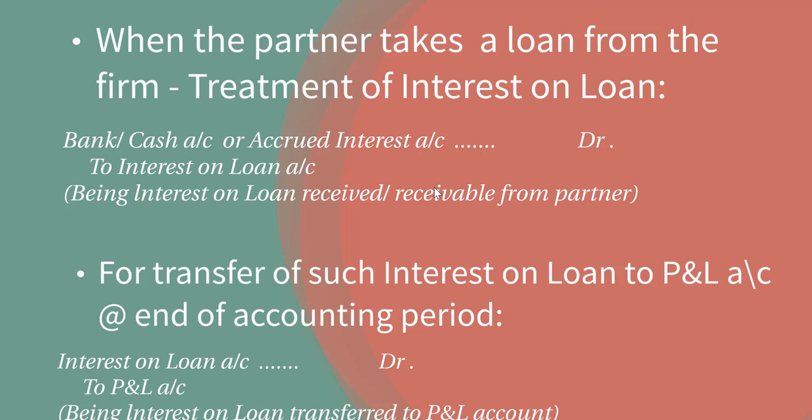And this income has to be transferred at the end of the accounting period to the profit and loss account by the following journal entry, which is interest on loan account to the profit and loss account. Being an income, it is taken to the credit side of the profit and loss account.